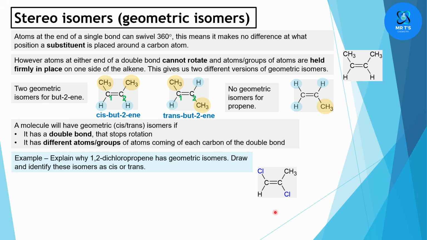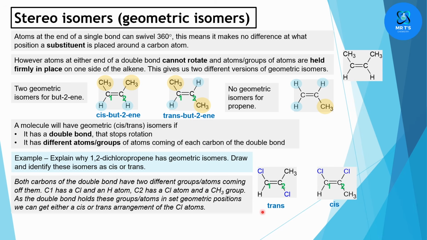Notice that this meets the requirements. It has a double bond that stops rotation, holds them firmly in place. And we have off each carbon of the double bond two different groups coming off it. So that's the trans arrangement, and here's the cis arrangement. So we have trans and cis. Now we will need to explain why this is trans and cis.